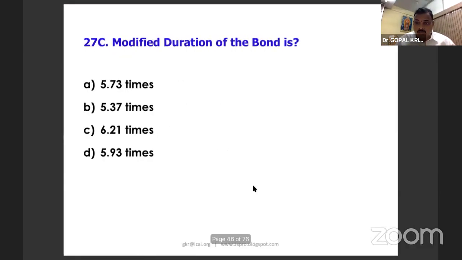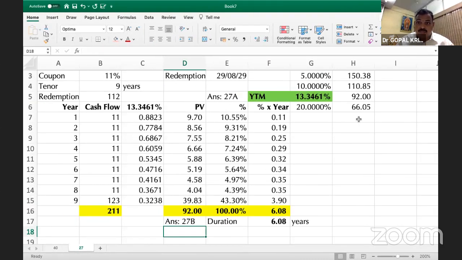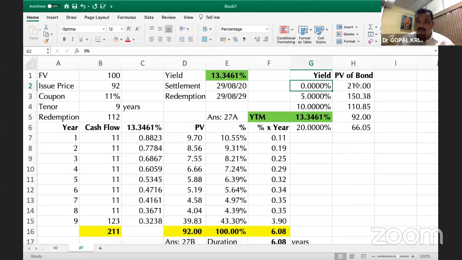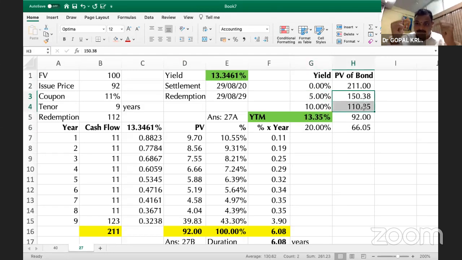Now I'll go for modified duration. Remember guys, modified duration is the relationship between the yield and the present value of the bond. Now for a 5% increase, there is a 40 rupees decrease in price. 5% increase, 40 rupees decrease. So what is the sensitivity? That means for every 1%, 40 divided by 5, you get 8 times. So that means the modified duration will be 8. Meaning for every 1% change, there will be an 8% change in your valuation of the bond.